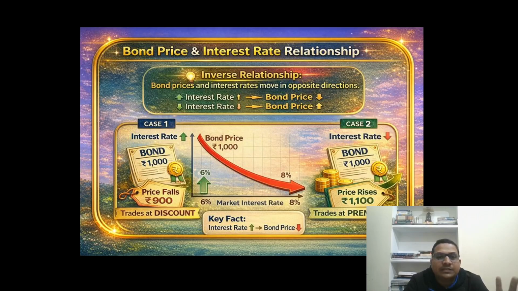Okay, and the same relation we can see. If the interest rate is increasing, your bond price is decreasing. So this is the inverse relation which we generally see. If the interest rate of the new bond is increasing, your old bond price is going to reduce. Okay, so traded at discount, traded at premium. Case two, this is case one.